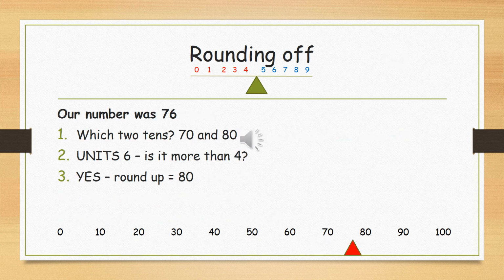Our number was 76. Which two tens does 76 fall between? It falls between 70 and 80. If you look at the units, it's 6. Is it more than 4? Yes, it is. Round it up to 80.